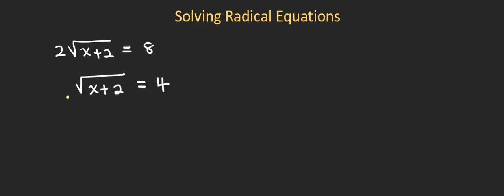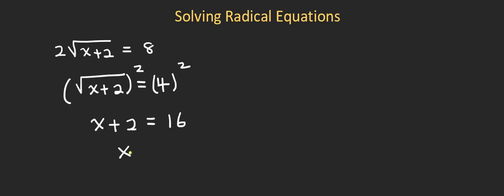Now how do you get rid of the radical? You have to square both sides. So you get x plus 2 equals 16. Subtract 2, you get x equals 14.